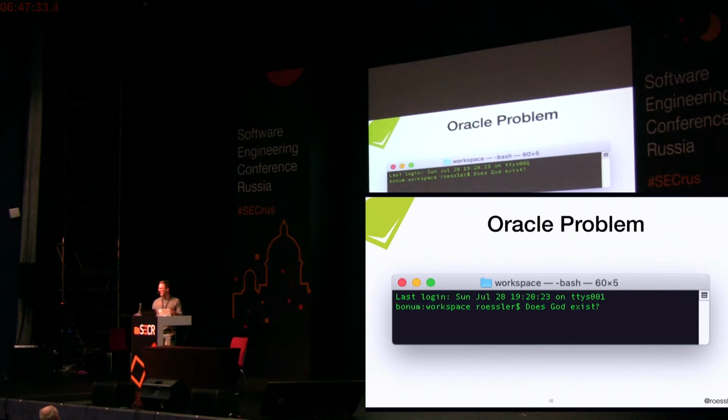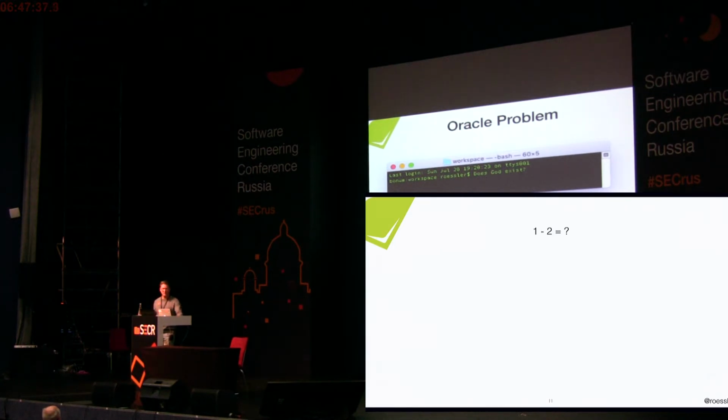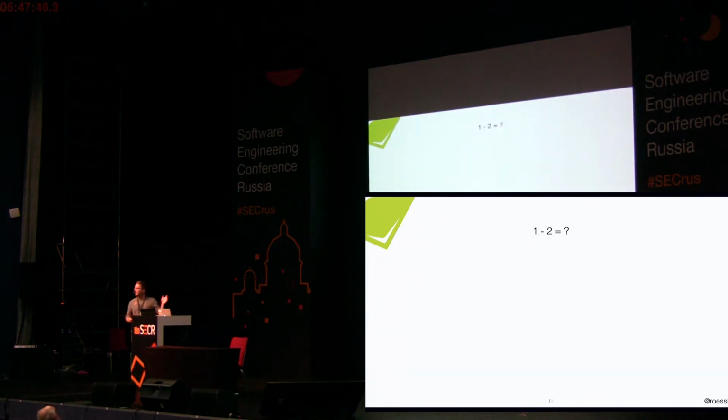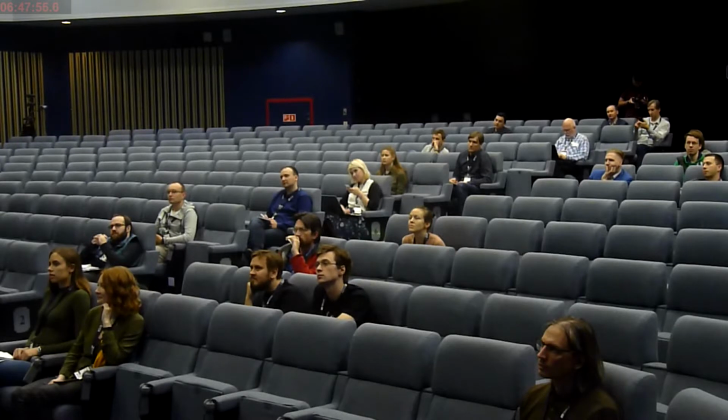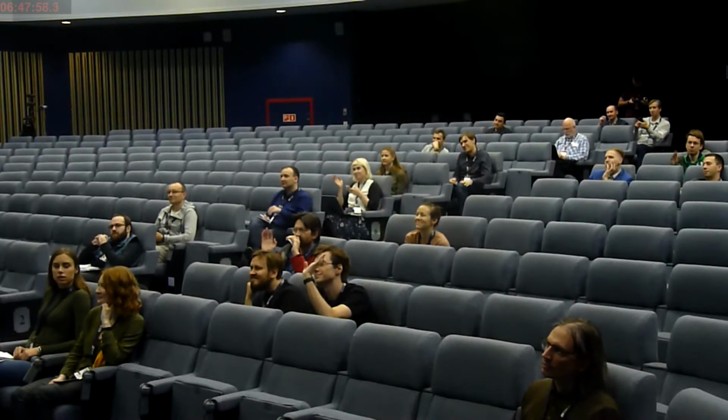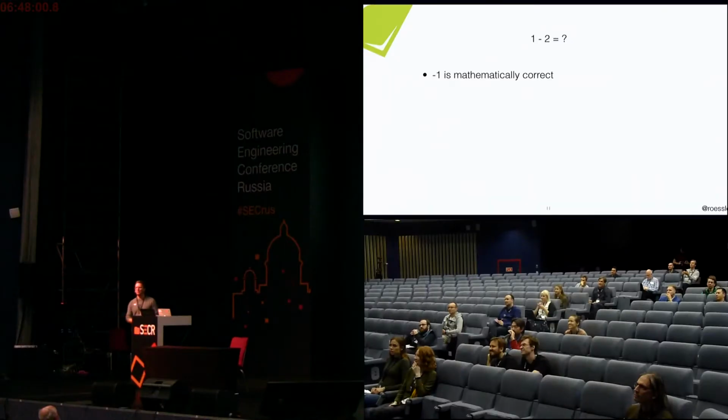We don't want to know whether God actually exists. Maybe we want to know whether our test program is correct, right? So we have a simpler problem. Okay, example. Let's assume the question is what the correct result of this calculation, 1 minus 2, is. It's math, so it's well defined. Everybody knows it. Who's in favor of -1? Okay, that's good, because that's mathematically correct.